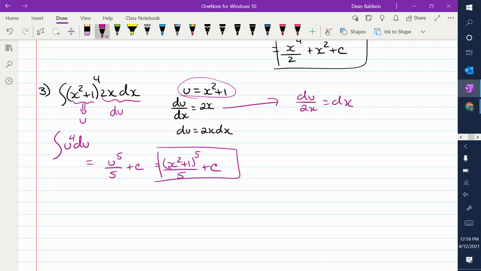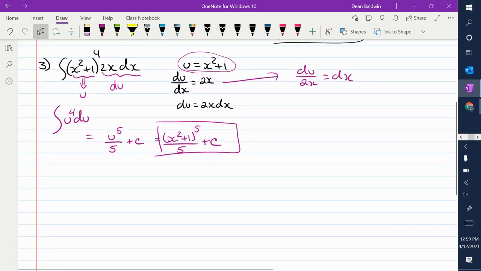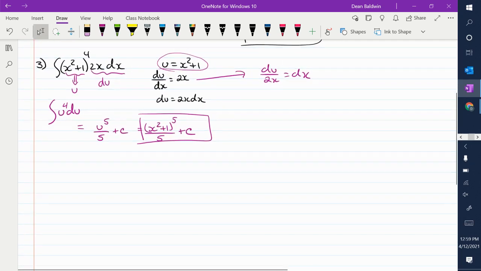Once you integrate it, the du goes away because it's the antiderivative, right? Yes, exactly. Yes, these ones you can solve without doing substitution, but there's going to be ones that are way harder that you can't.